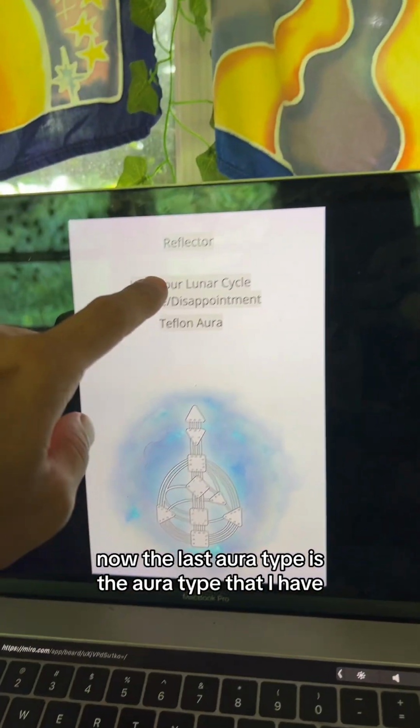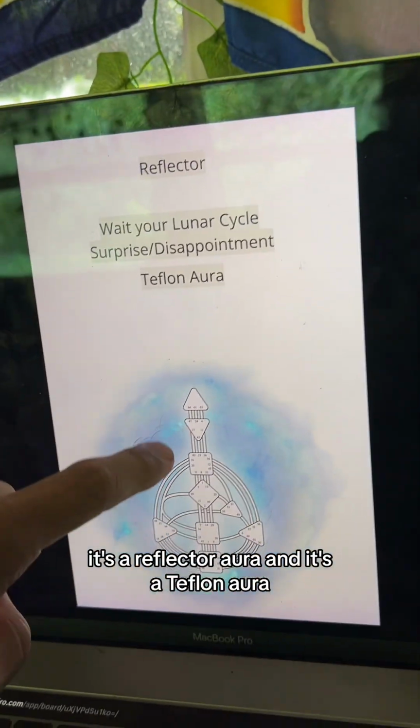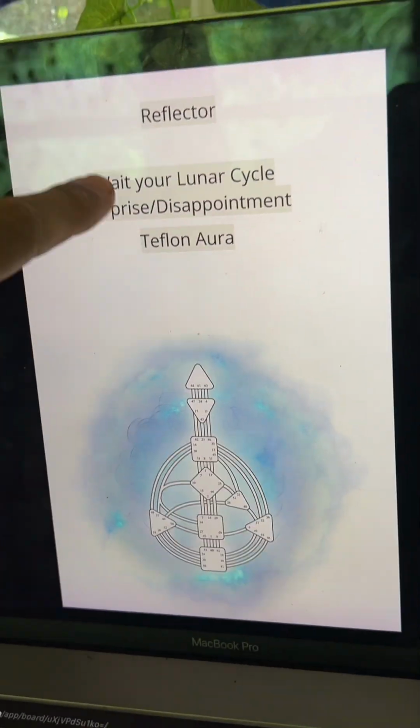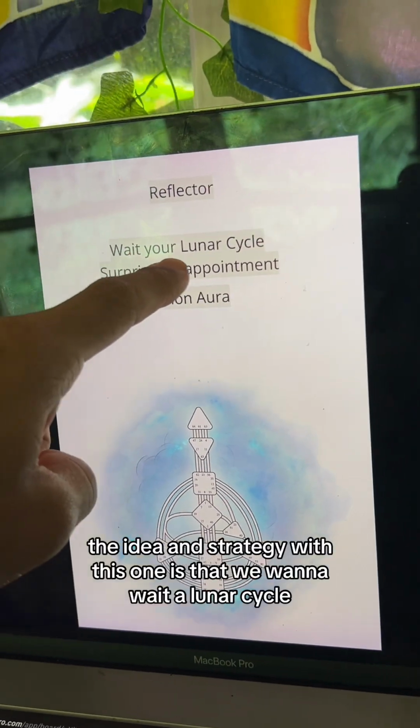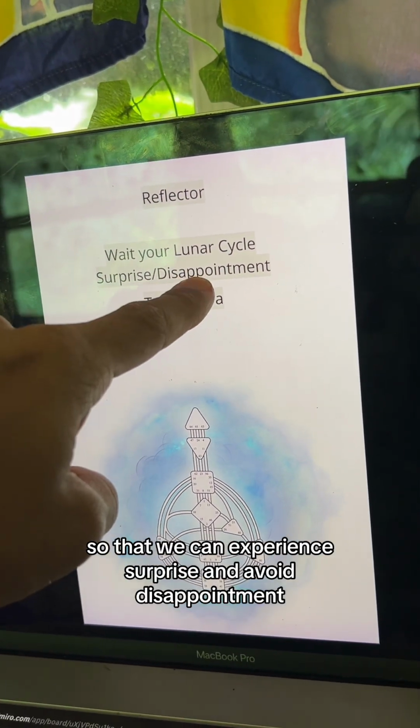Now, the last aura type is the aura type that I have. It's a reflector aura, and it's a Teflon aura, meaning it opens and closes. The idea and strategy with this one is that we want to wait a lunar cycle so that we can experience surprise and avoid disappointment.